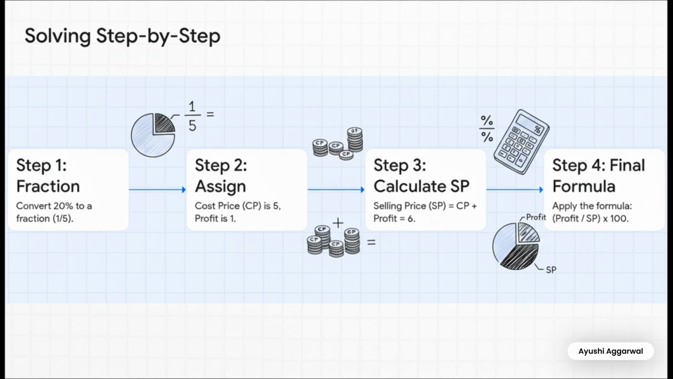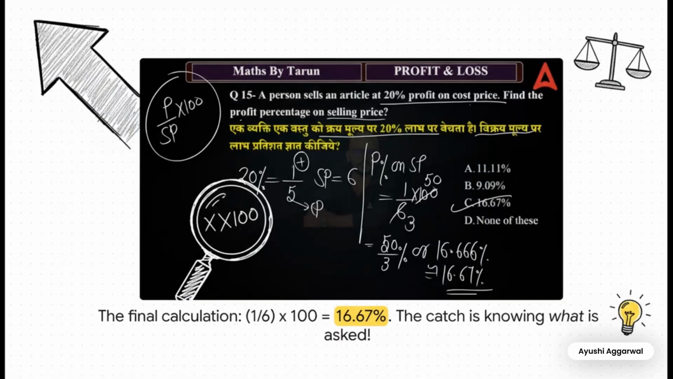But remember the trick? The question wants the profit percentage on the selling price. That means our base, the number we're dividing by, changes. So our formula is now profit divided by SP times 100. And boom, here's the final calculation. You just plug in the numbers, 1/6 times 100, and you get 16.67%. See? The big takeaway here, the thing you have to remember, is to always check what the percentage is being calculated on. Is it the cost price or the selling price? That was the whole trick to this question.